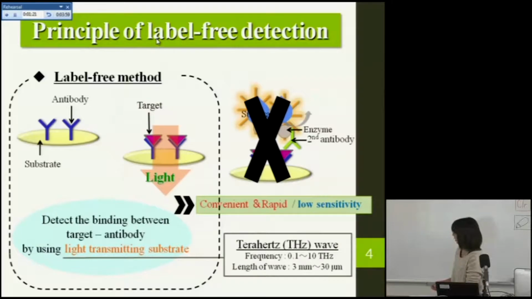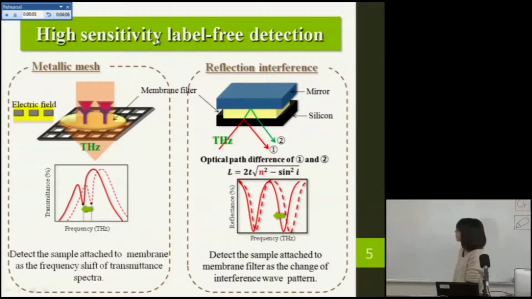So, in my research, I use two methods to increase the sensitivity. The first is metallic mesh, and the second is reflection interference method. I think you know metallic mesh method very well, so today I will introduce reflection interference method. And in my research, I use a membrane filter as a substrate.